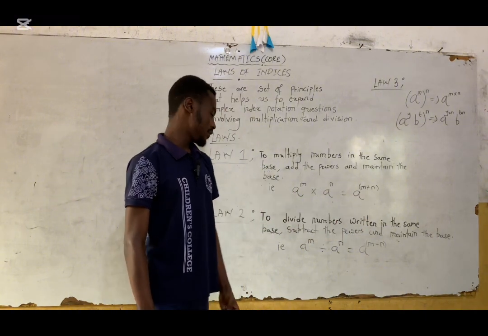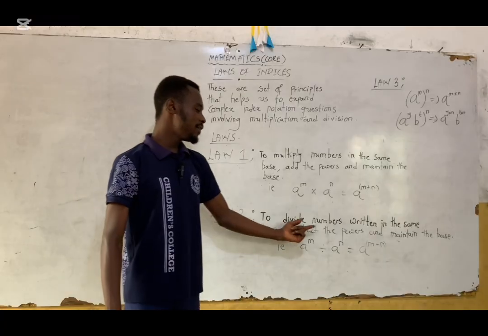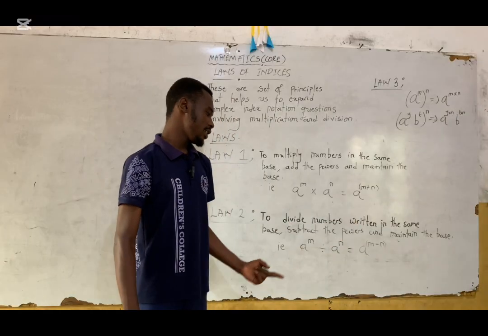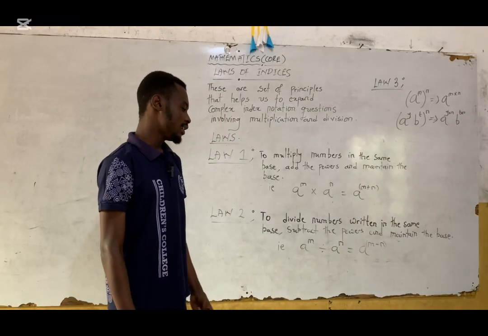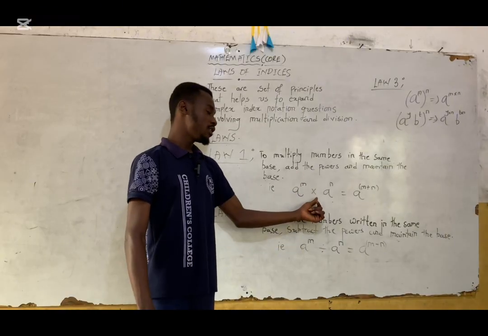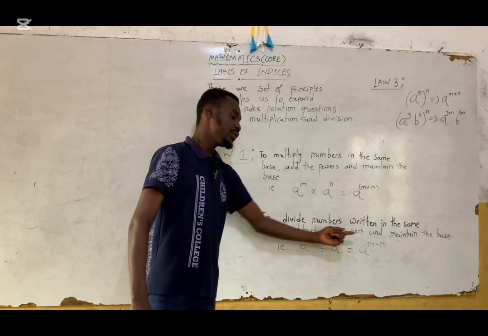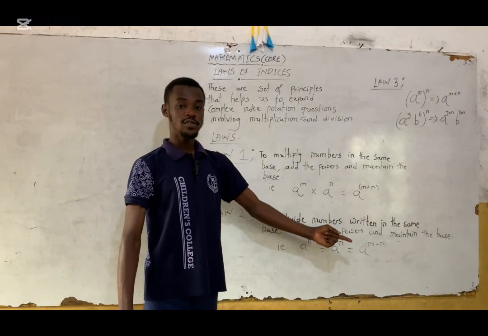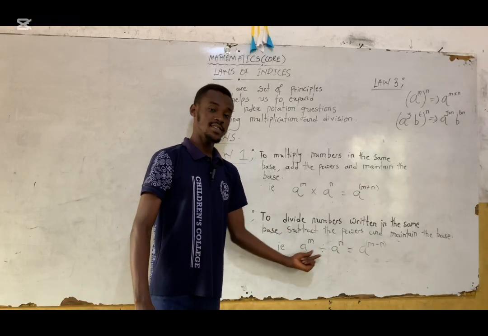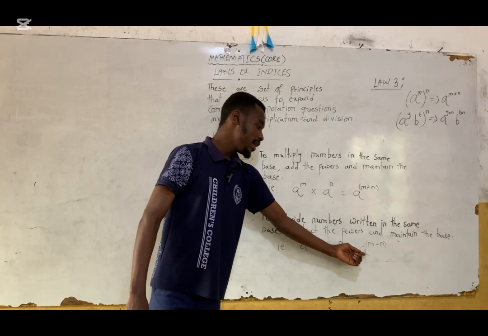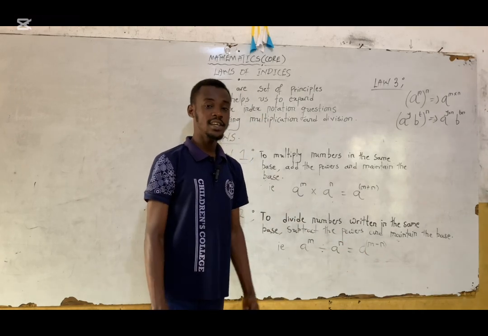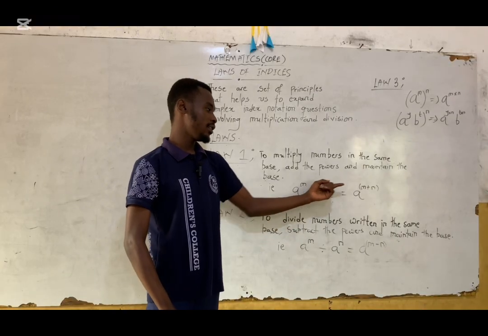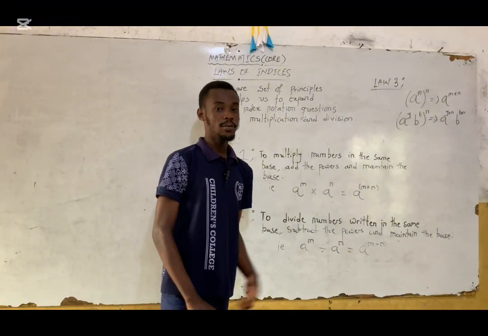So when they have the same base and they are multiplying, just add the powers and maintain the base. Very easy, right? Law number 2: to divide numbers written in the same base, subtract the powers and maintain the base. As we did in multiplication, we added; in division, we are going to subtract. So always remember, in multiplication we add, in division we subtract. So when you have the same base, dividing, we maintain the base and then we subtract the exponents. Very easy.